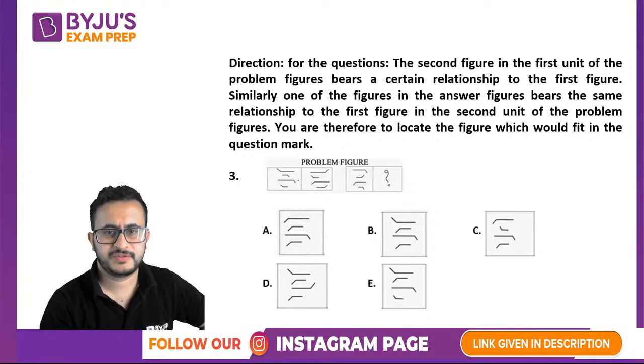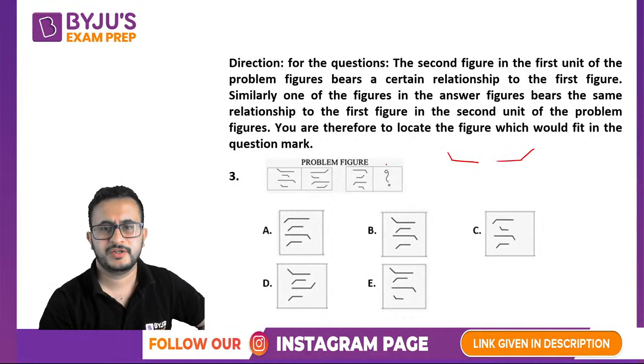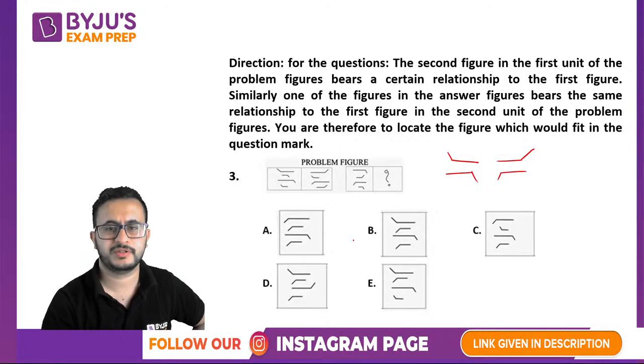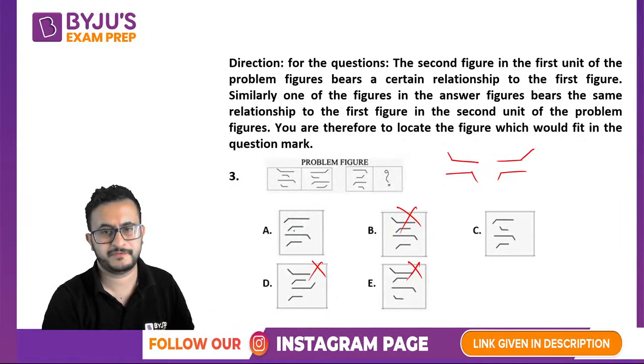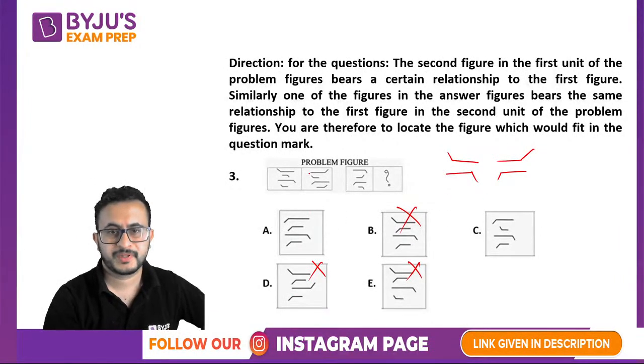See, first is the top element is mirror image. Okay, so this has become this. So this should become like this, right? So check in which option this shape is not being formed. So you can eliminate three options, right? Straight away eliminate three options. Now you're left with just two options.